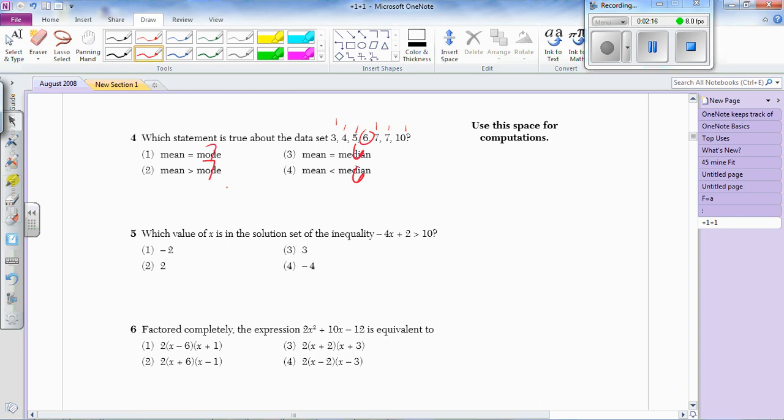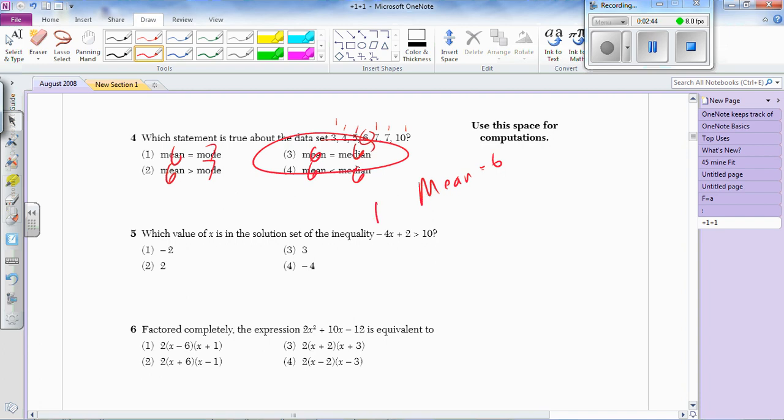Means on all of them, of course. Hold on, let me add these up. 10 plus 14 plus 11 plus 7, enter, divided by 7. So the mean is also 6. So 6, 6, 6, 6. So the mean equals the median. Choice 3.